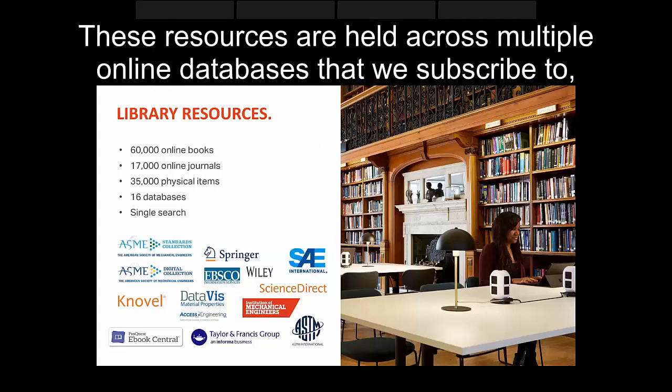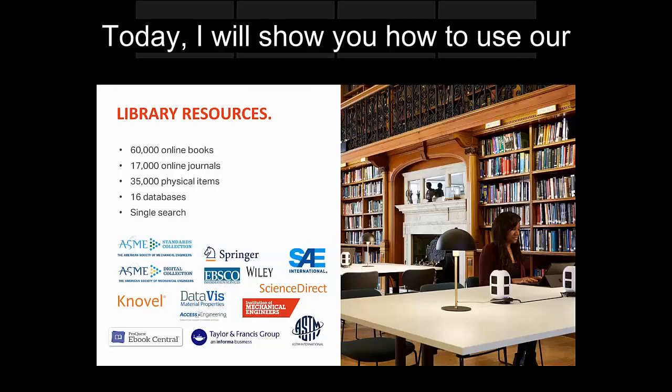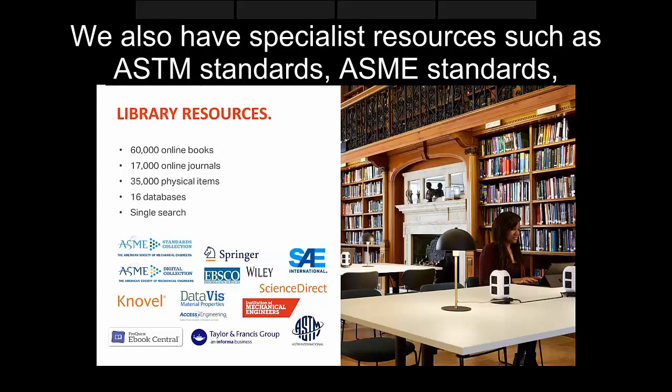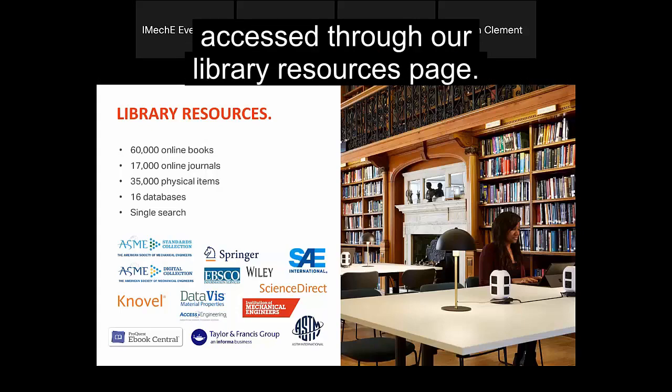These resources are held across multiple online databases that we subscribe to, but you don't need to look in lots of different places to find what you need. Today I will show you how to use our library search, which looks across all of those databases. We also have specialist resources such as ASTM standards, ASME standards, SAE technical papers and ground vehicle standards that can be accessed through our library resources page.